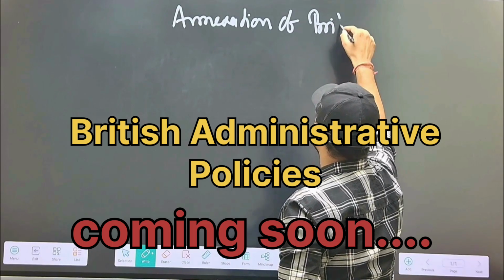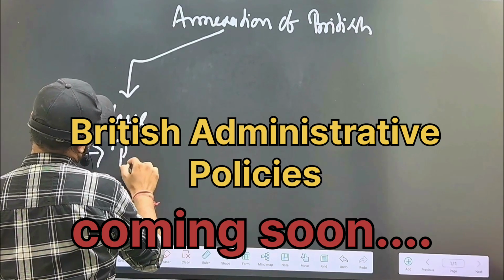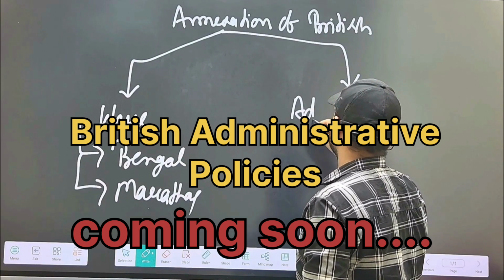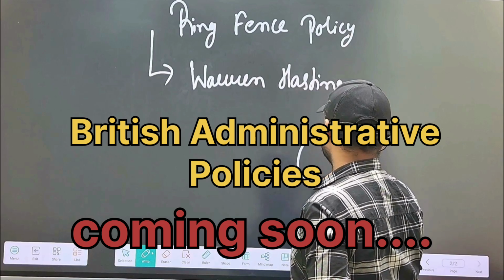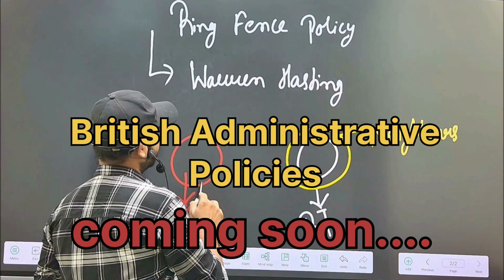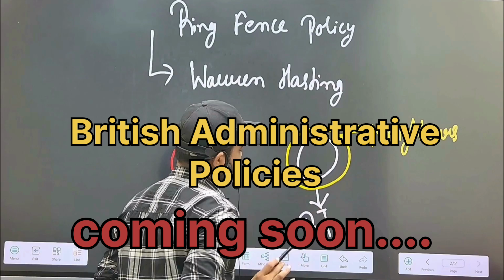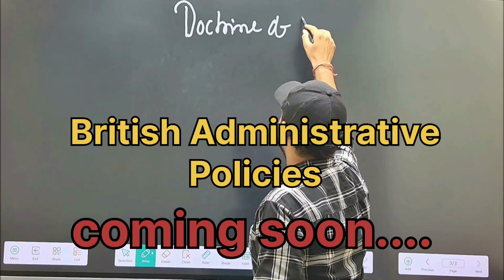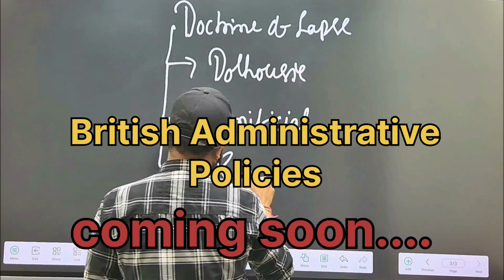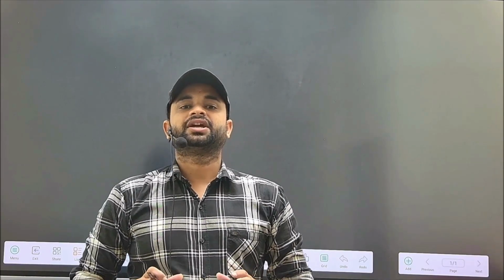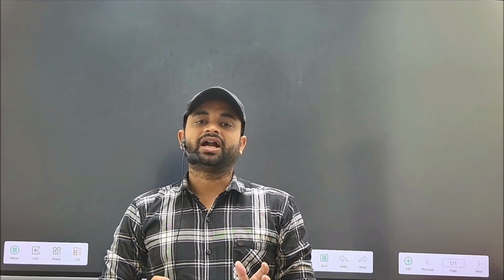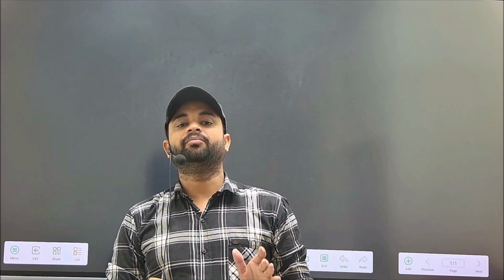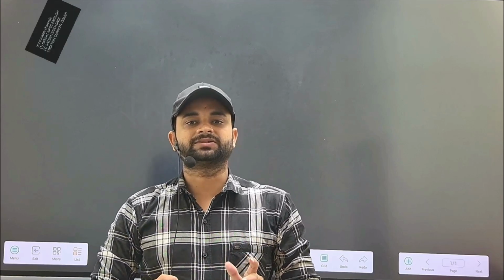Annexation of British by wars like Bengal, Marathas, and by administrative policies. Ring fence policies. It is territory of British, and this regional power wants to attack on British territory. Doctrine of lapse. And the first time, we were discussing about the annexation of British, and we have completed annexation of British by wars, and now we will start annexation of British by administrative policies.